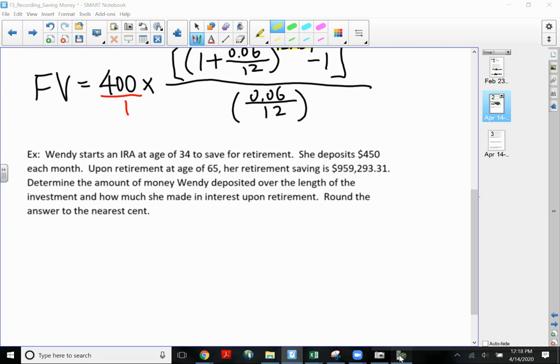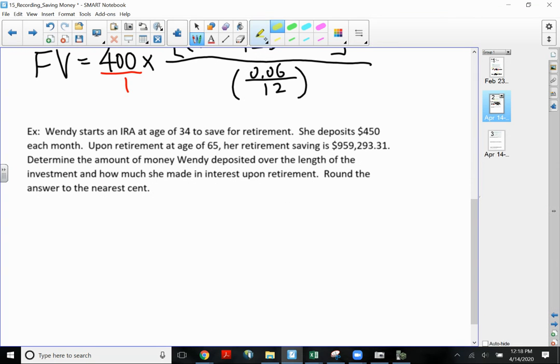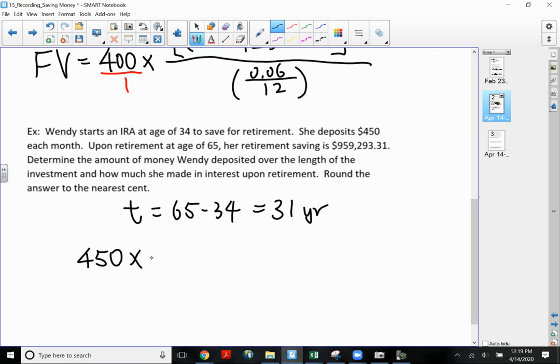So this is just like what I just did, basically. The time she invested is 65 minus 34. That will be 31 years. She invests for 31 years. So she is putting $450 a month times 12 months in a year for the next 31 years. If you put this in a calculator, it will tell you that she has deposited $167,400. Okay, that's the first part of the question: what she deposited over time.